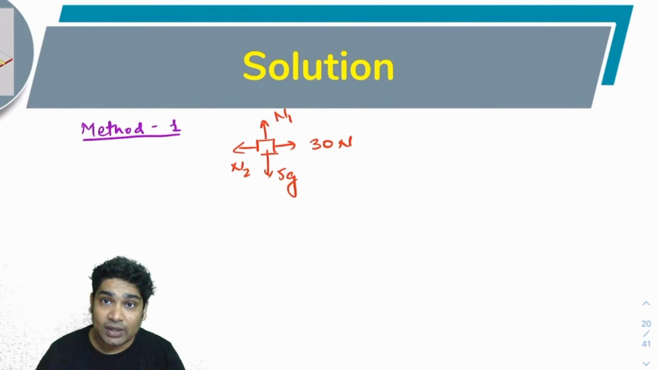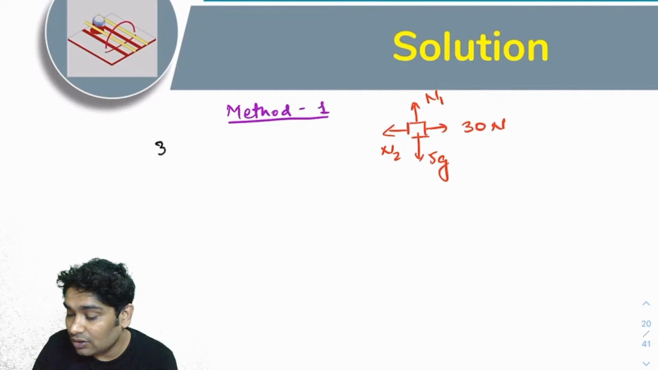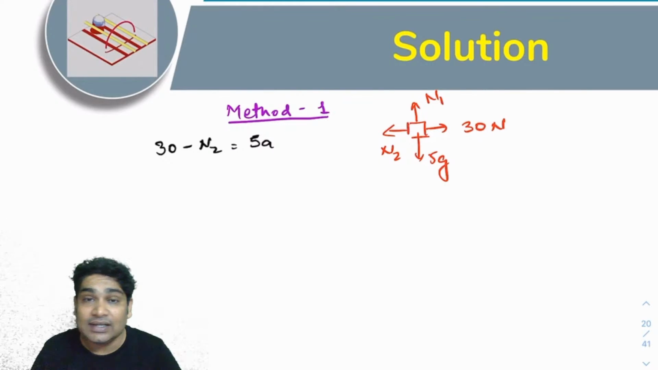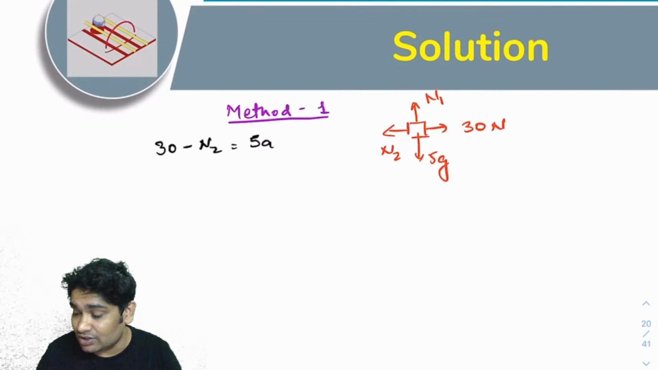So what can I say for this? I can say 30 minus N2 equals 5 times A. I don't know what that A is, but I can write this F equals ma for the x direction. For the y direction, I'm not really bothered, so I won't be writing those equations.